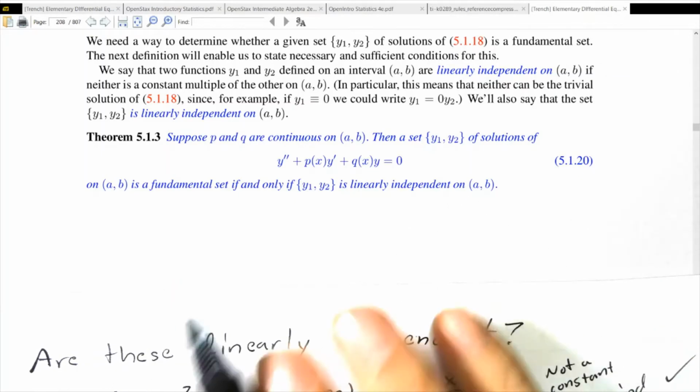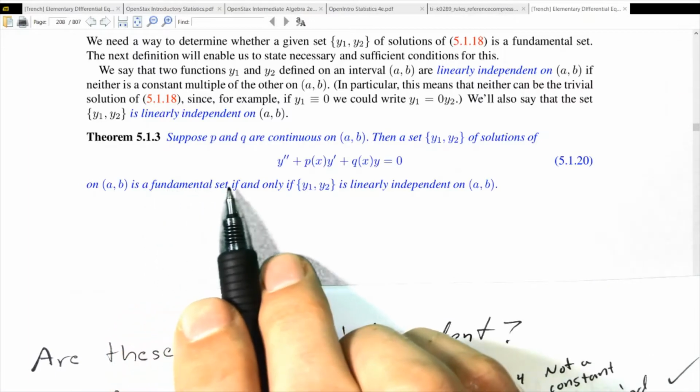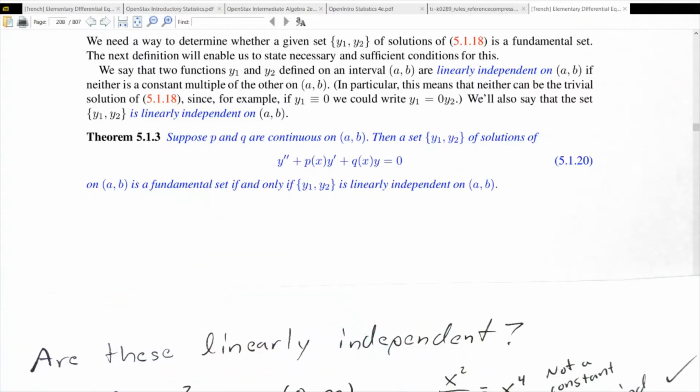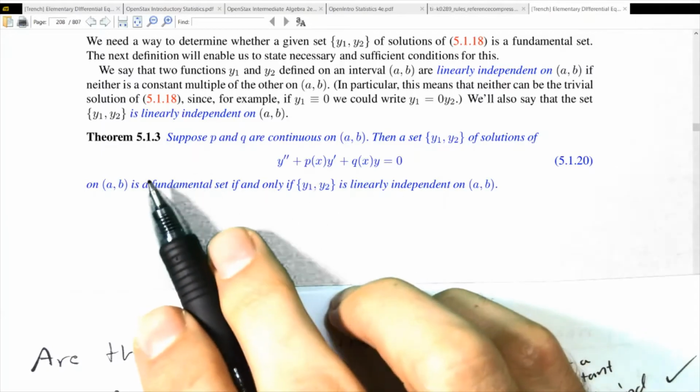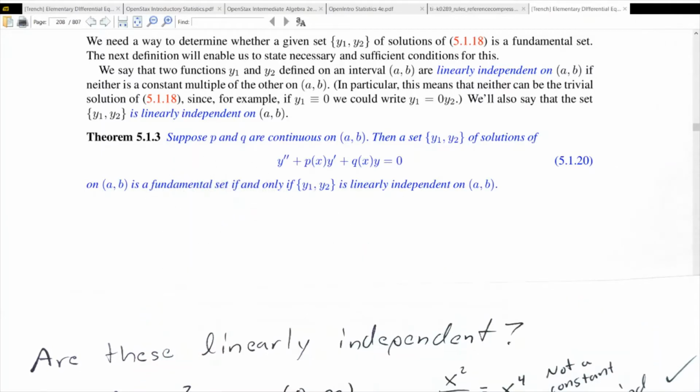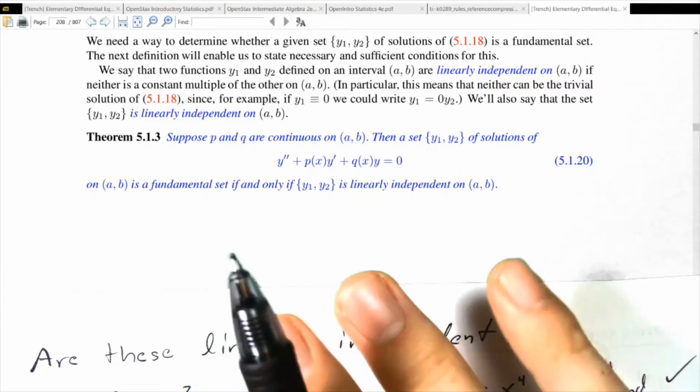So remember what this is saying. A fundamental set of solutions is a pair of solutions from which we can construct the most general solution. That's great. That's what we're looking for to solve a differential equation. We're looking for the fundamental set because that means we can put those together in a linear combination and solve any initial value problem. So that's what we were looking for.